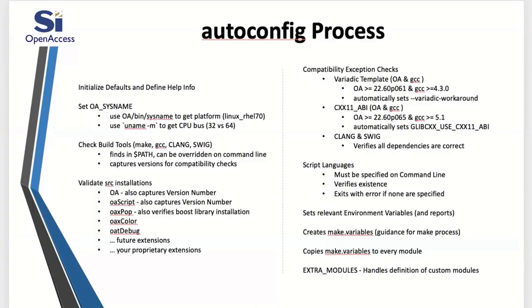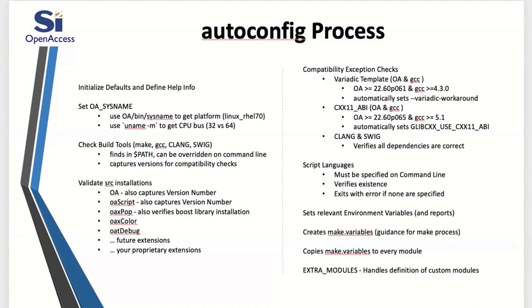Then it goes on to define the OA sysname, which uses the sysname script that is provided in OA to get the platform, and uname -m to get the architecture, 32 or 64-bit.